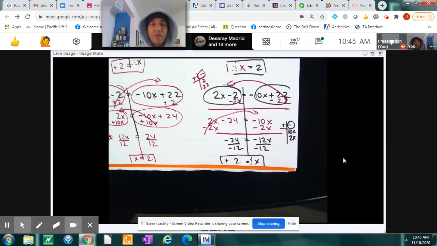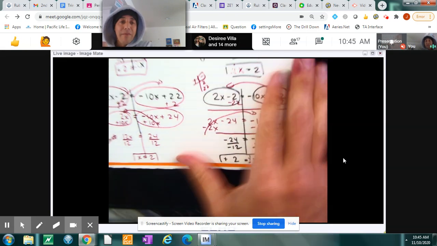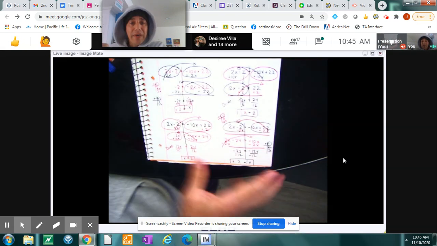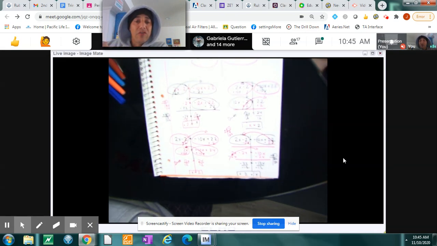So the whole purpose of this is it really doesn't matter what you do, because you're going to get the same answer as long as you do the t-chart.